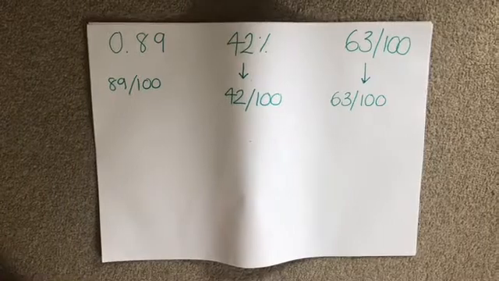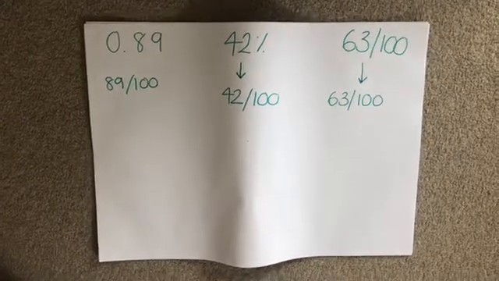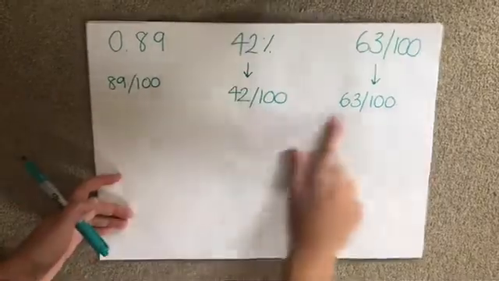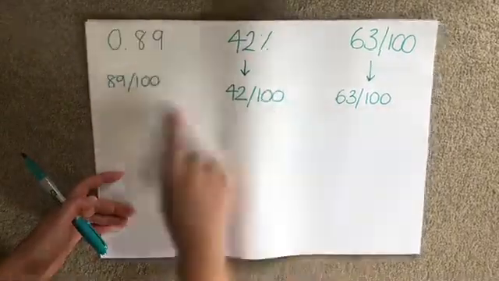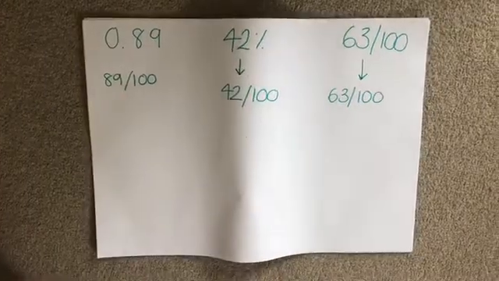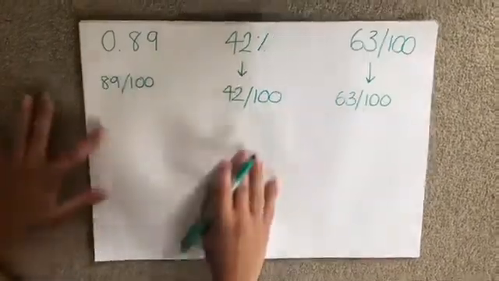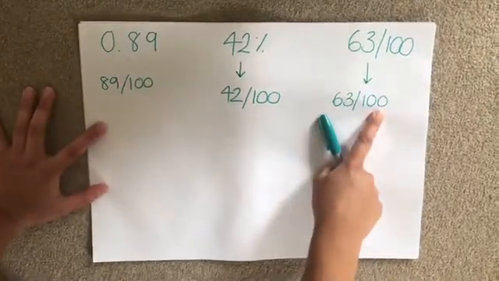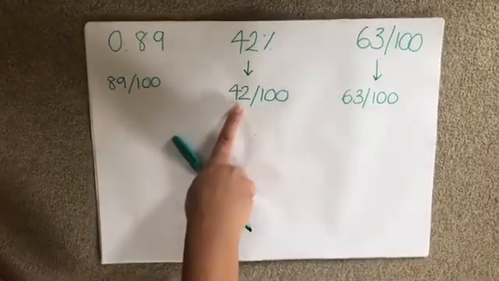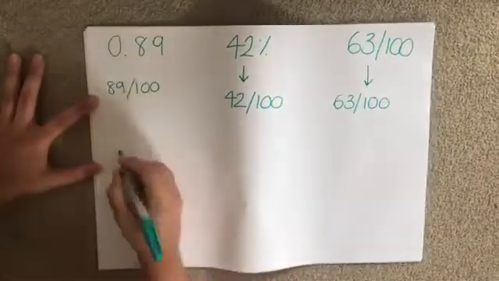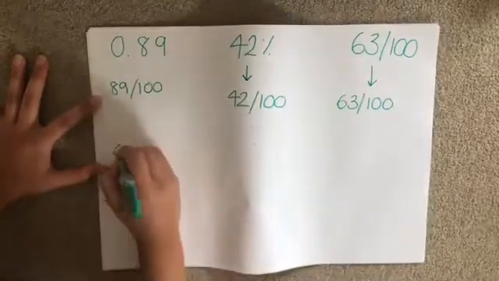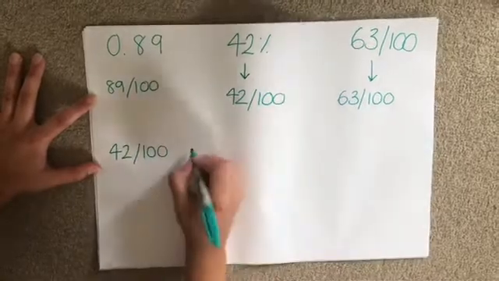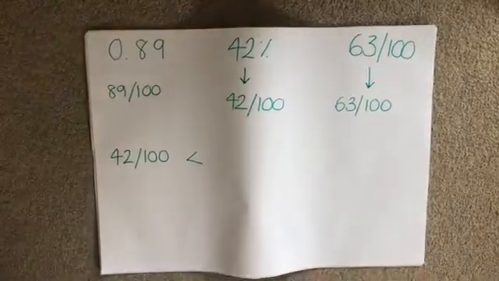Now, depending on what the question says, whether you need to order it in ascending order or descending order, then you go and order them. You can see now that you can order them because they are all out of 100, and so that means that we can compare them. So I'm going to order them in ascending order, which starts from the smallest. So I've got 89 hundredths, 42 hundredths, and 63 hundredths. Well, I know that if I had a 100 square, 42 would be the least amount shaded in. So that becomes my first number, okay? So that's the smallest. So I'm going to put my sign in there.